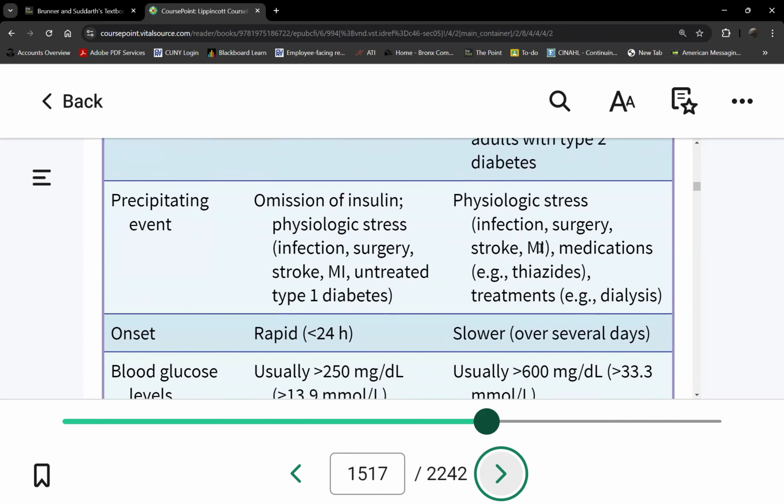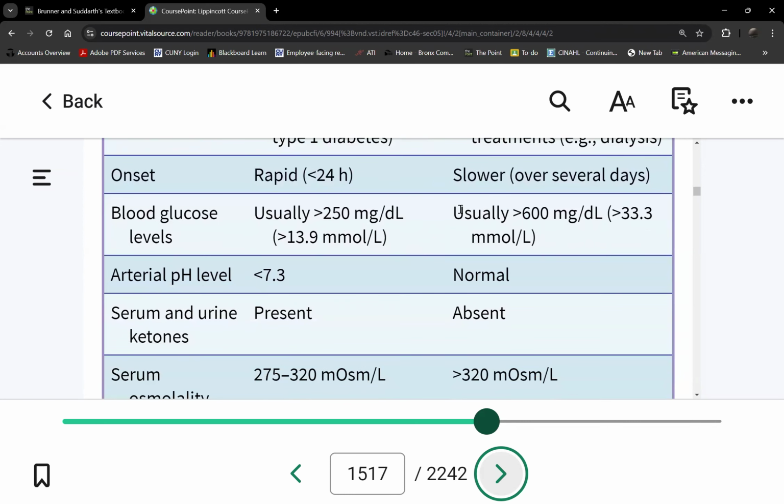Again, same precipitating events. Onset, look at this. Onset is a few hours for DKA, several days for HHS. So therefore, how long was the patient exposed to hyperglycemia, hyperosmolarity, and osmotic diuresis? Over several days as well. And the higher the sugar, the more osmotic diuresis occurs, and the more dehydrated the patient.